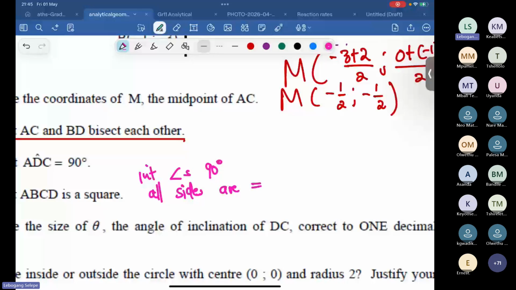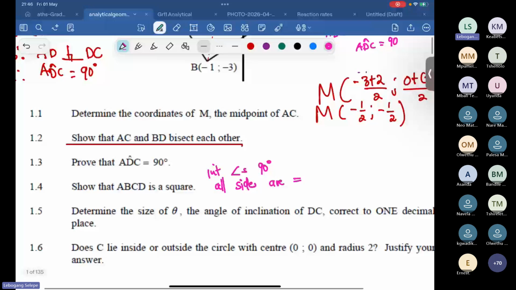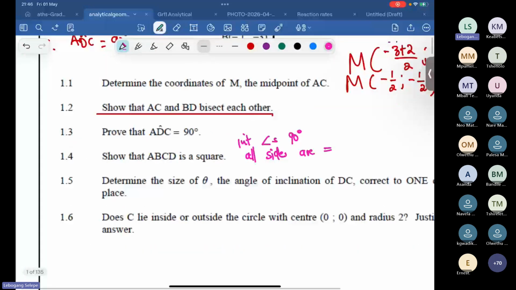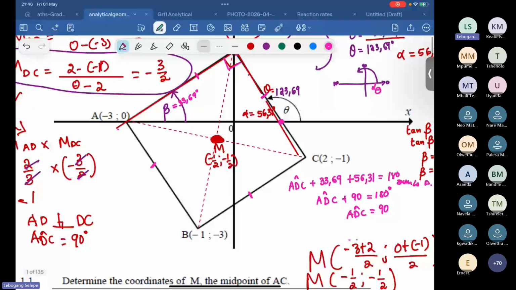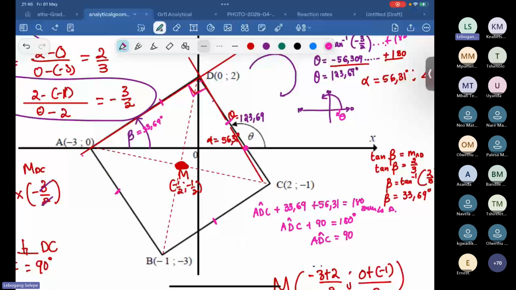You don't even need to prove for us that the opposite sides are parallel or whatever. Because again, as I told you, what makes a square really is that all the sides are equal and one of the angles inside is 90 degrees, because as long as one is 90, all of the others are going to be 90 also. So this 6 marks, how you're going to get it is by calculating the distance between AB, the distance between BC, the distance between CD, and the distance between AD. And I'm sure you're going to get the same answer. And then you can therefore say all the sides are equal. One of the interior angles is 90 degrees. Therefore, ABCD is a square.